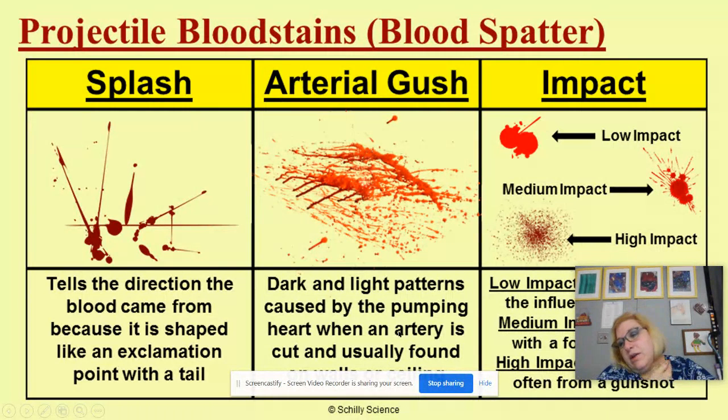Arterial spray is caused by the pumping of the heart. So if you get cut, like in your carotid artery, the blood will pulse as it spreads out. Maybe that's a clue with our own particular crime scene too.